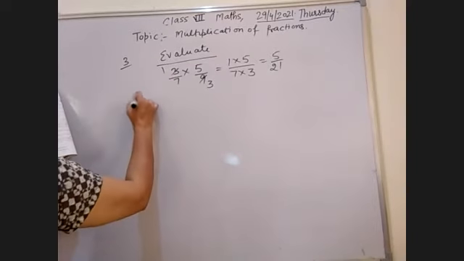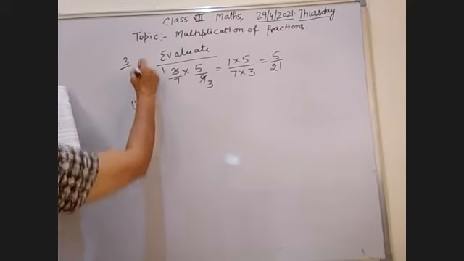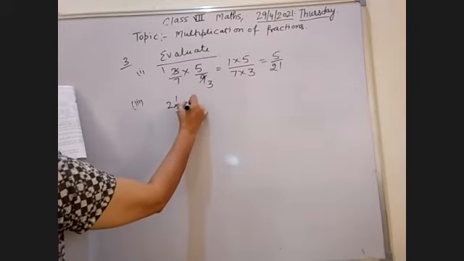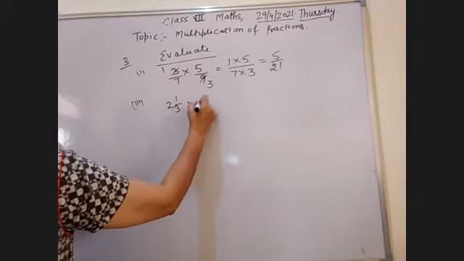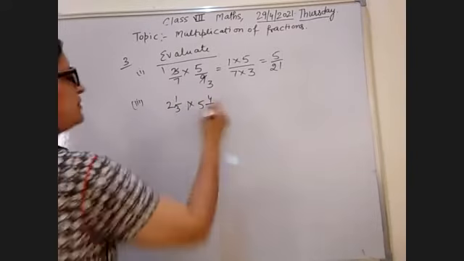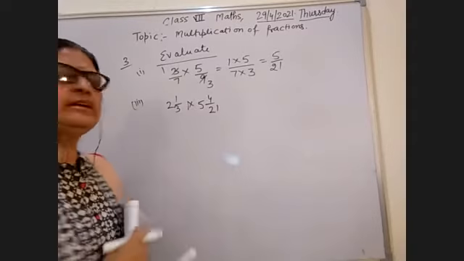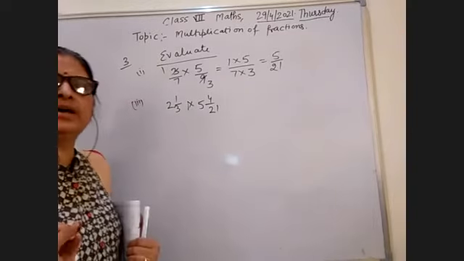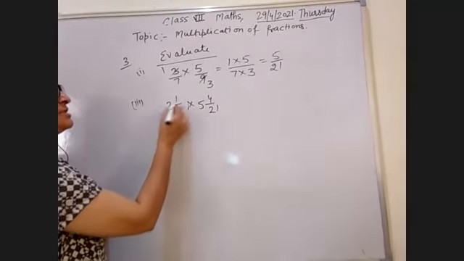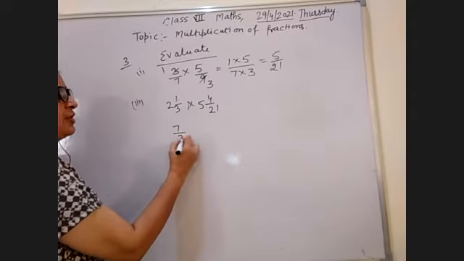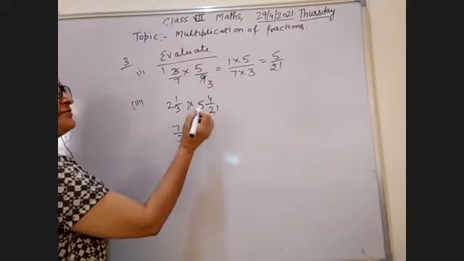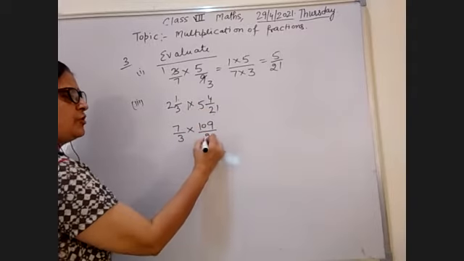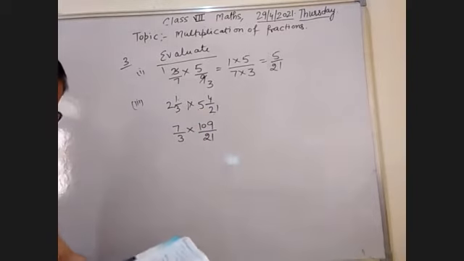Third question, this is your first part. Second, you will do it yourself. 2 and 1 upon 3 multiplied by 5 and 4 upon 21. How will you multiply these two numbers? First, you have to change into the improper fraction. 3 twos are 6 and 1, 7 upon 3. And 21 fives are 105 plus 4, 109 upon 21. This is the question.